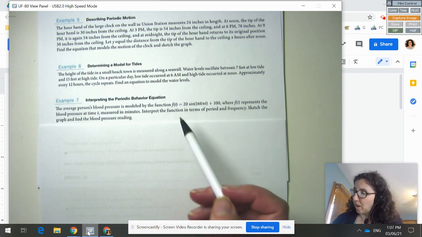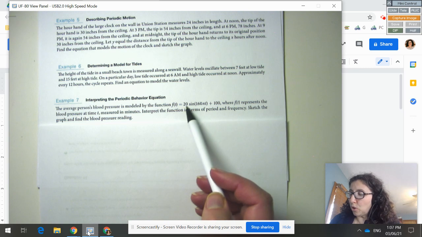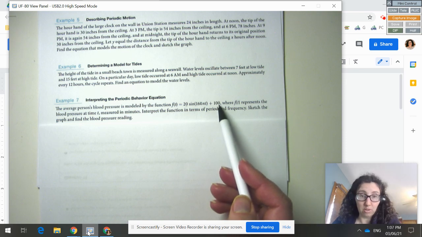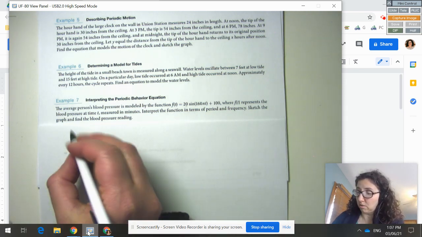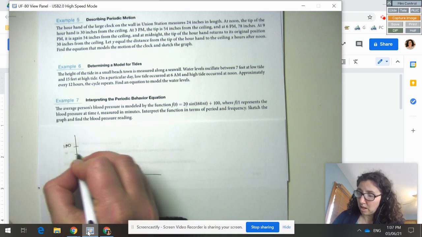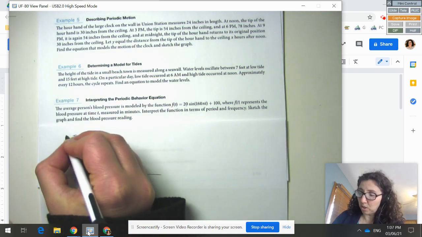We'll sketch the graph. All right, so let's think. The amplitude is 20. So the blood pressure is normally 100, right? The midline is 100. So let's say if this is 100, it might go down to 80 or it might go up to 120.